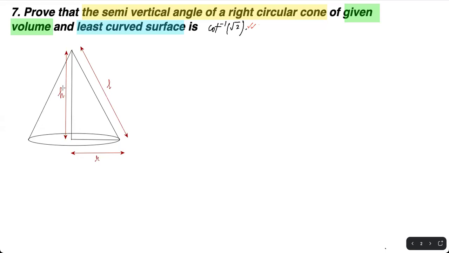What is the meaning of this word semi-vertical angle? In the figure, what is semi-vertical angle is this part of the figure. This angle is semi-vertical. इसे हमने थीटा मार्क किया है. I am sharing this angle for you. क्योंकि कंप्लीट एंगल इज वर्टिकल एंगल, हमने उसका आधा एंगल लिया है, दैट इज दिस इज कॉल्ड सेमी वर्टिकल एंगल.